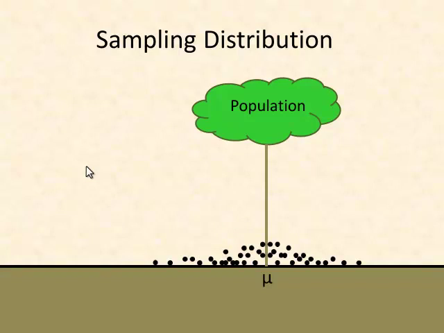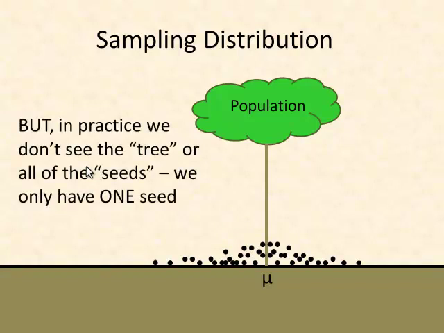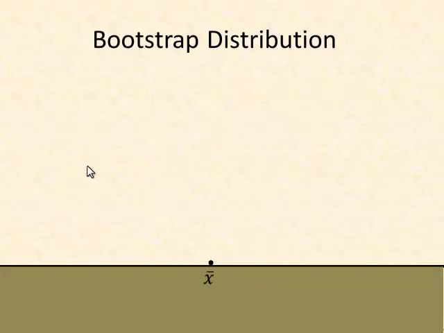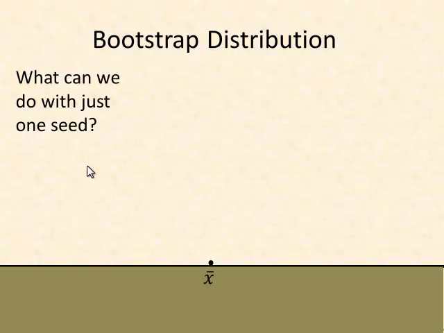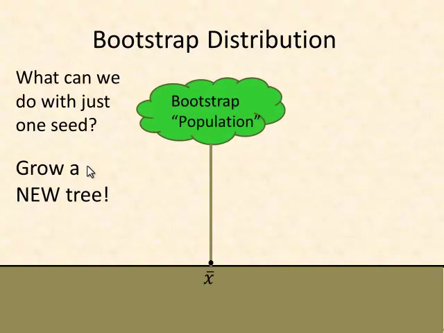So this is great. We want students to have this image in their head, but in practice, we don't see the tree. We don't know the entire population. We don't see all the seeds. We only have one seed. So there's our one seed. If we're estimating a mean here, that's our sample mean. What can we do with just one seed? And maybe you all repeat in tune with me. We grow a new tree. And that's what bootstrapping is all about. We create the simulated bootstrap population from the sample that we have, and we sample from that simulated bootstrap population. And the amazing thing is we get a sampling distribution that's very similar to the sampling distribution from the entire population.